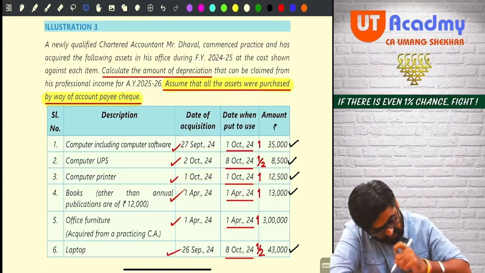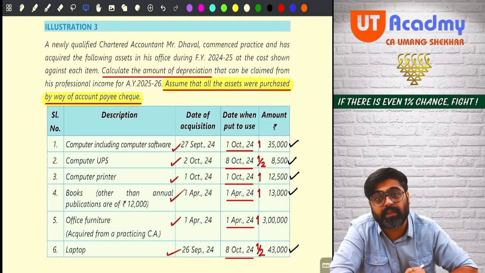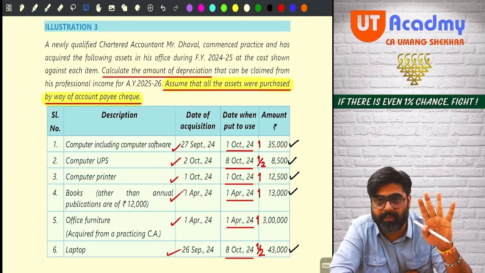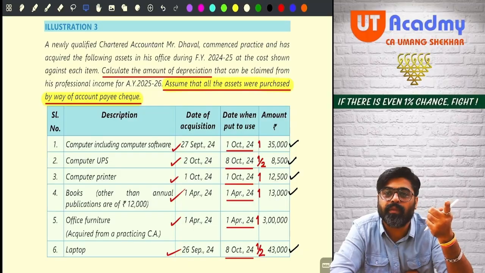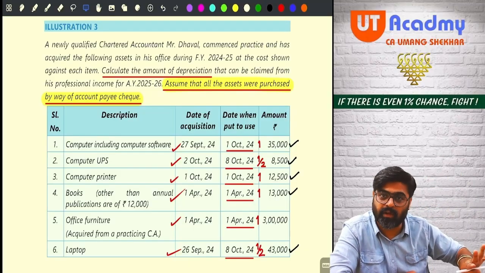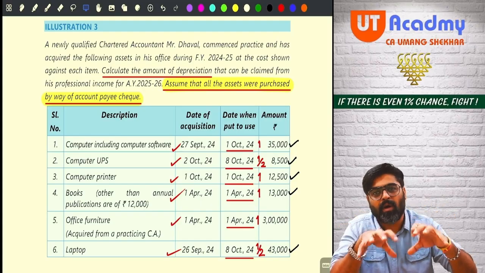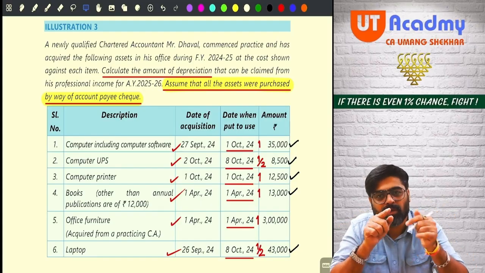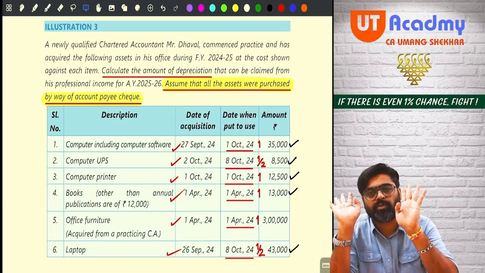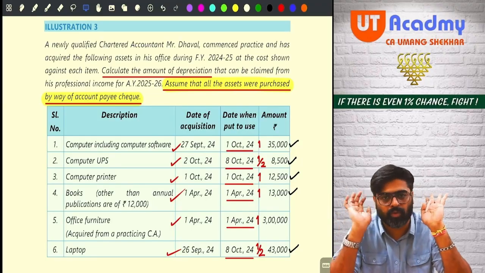Now, calculate the amount of depreciation. They are telling you to calculate the amount of depreciation. But what will we be doing? We will be calculating the closing WDV also. And in the end, we will give that breakup of how much is the depreciation. Yes or no? Just the way in which we did in the last question. Same thing we are supposed to do here.